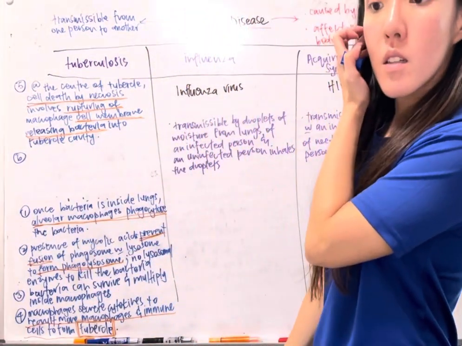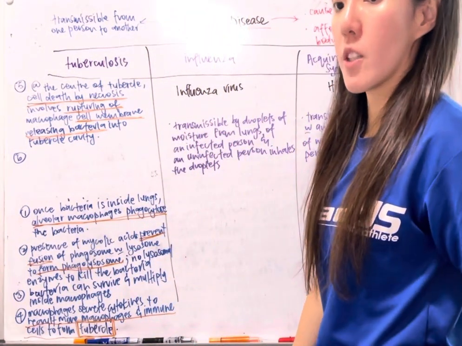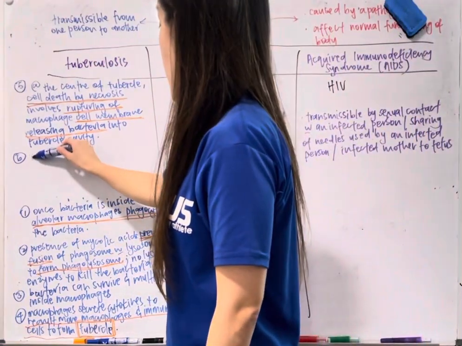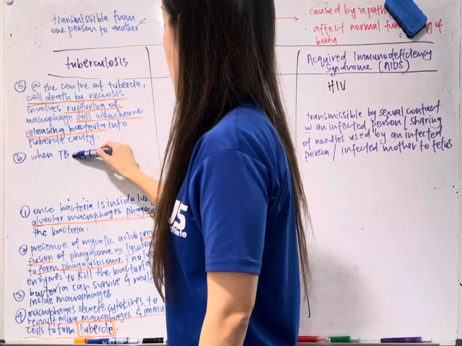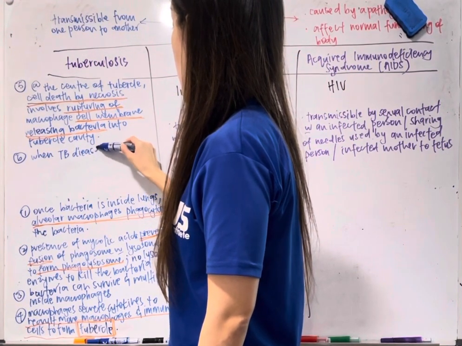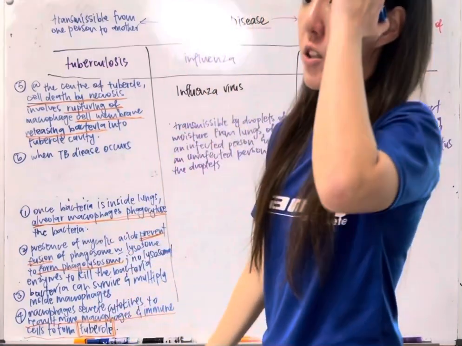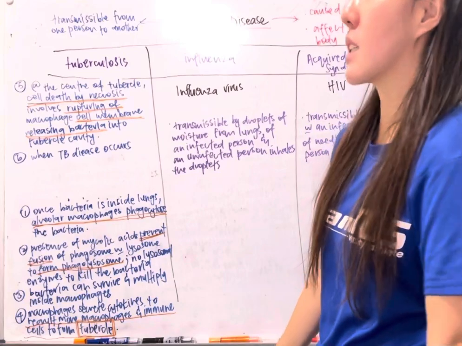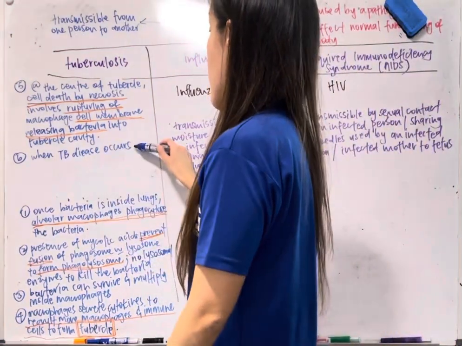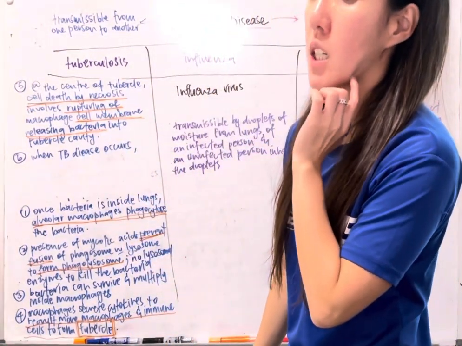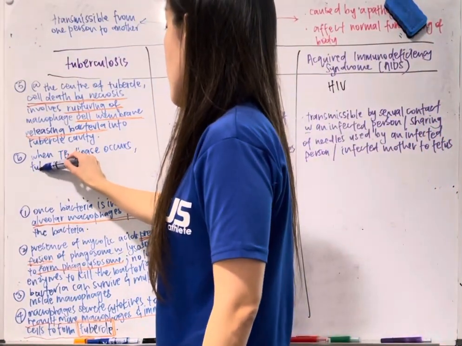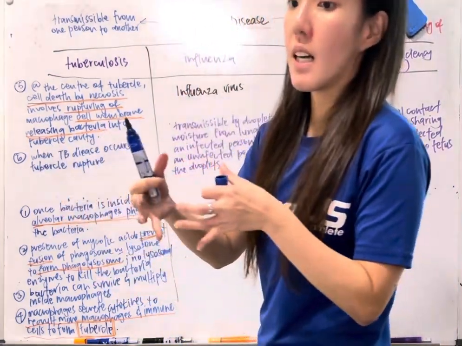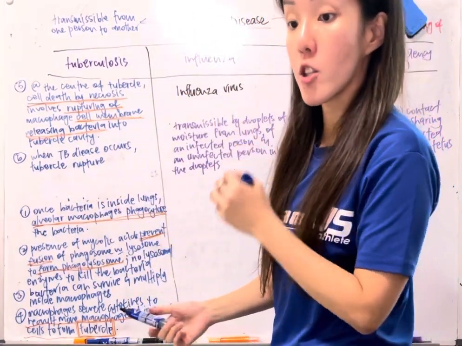Number 6 is that eventually your tubercles can rupture. Usually the disease may be arrested, and we can remain latent for years. But let's say he's immunocompromised, you have TB disease. So when TB disease actually occurs, the tubercles can rupture because they enlarge. I already told you how they can enlarge.